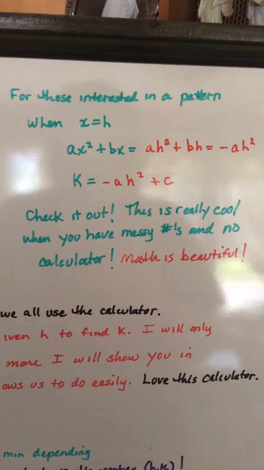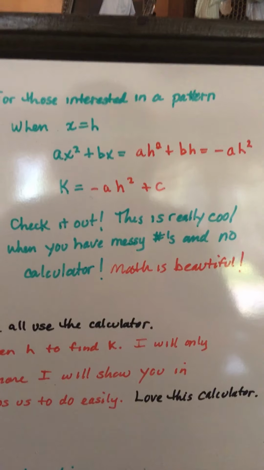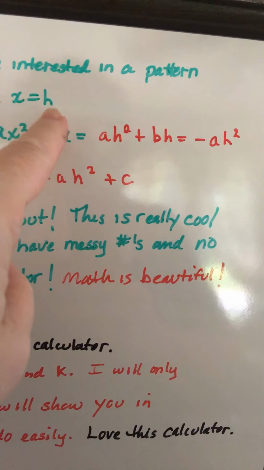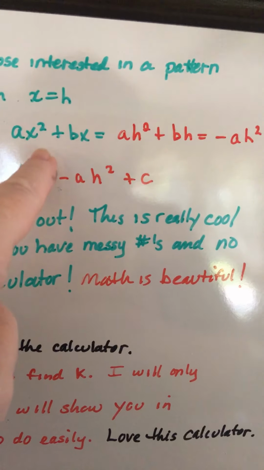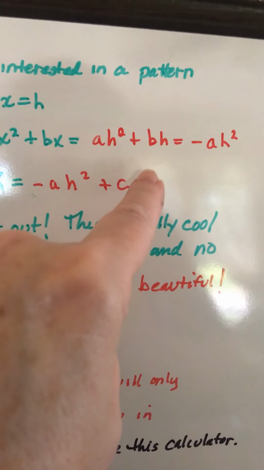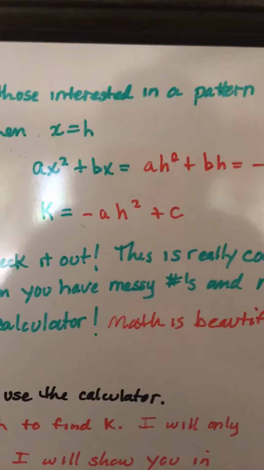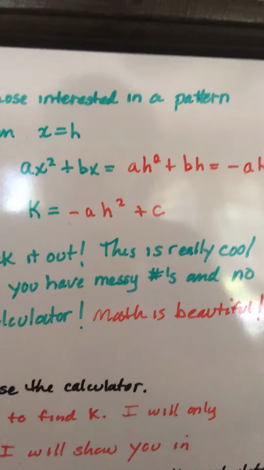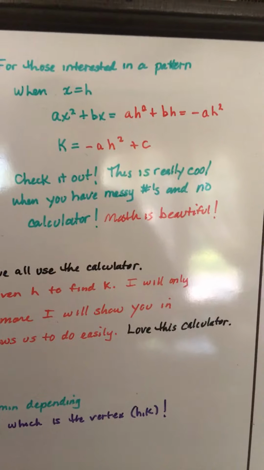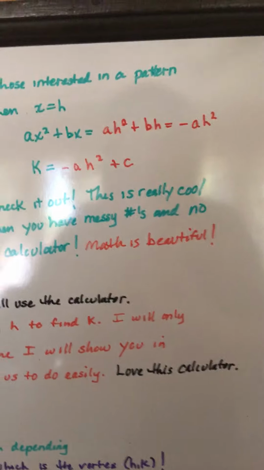For those interested in this pattern, when x equals h, this is always true. When you're at the vertex and you have h, in ax squared plus bx, when I put in the h, that is ah squared plus bh, which is always going to be negative ah squared. And so k is always just going to be negative ah squared plus c. Check it out. This is really cool. When you have messy numbers or no calculators, math is beautiful.